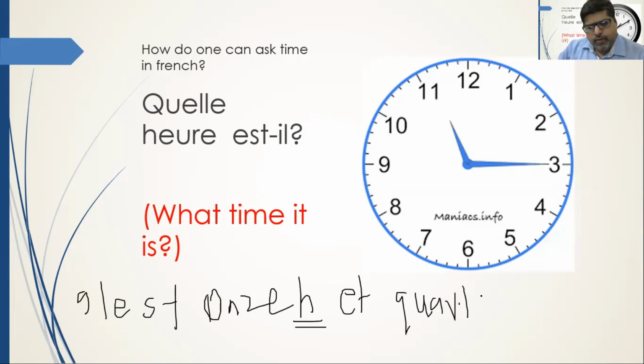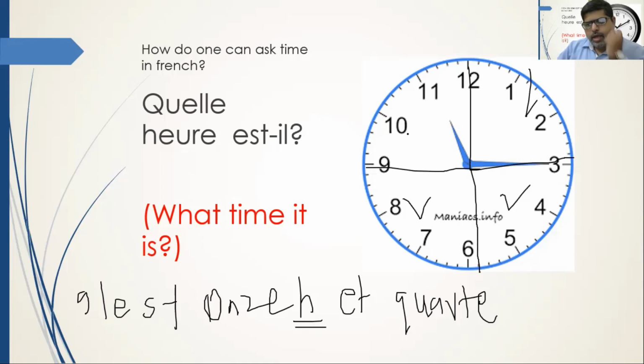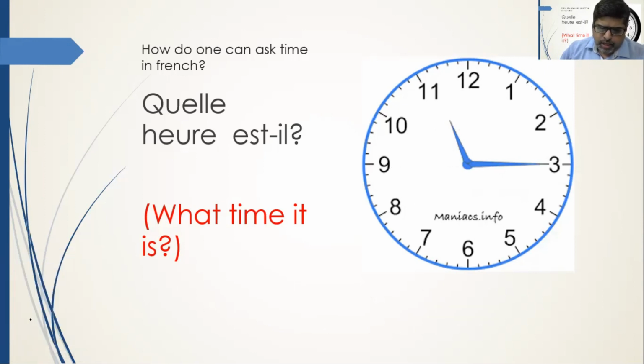Quart means a quarter, because the whole clock may be divided into 4 quarters: first quarter, second quarter, trois quarts, and quatre quarts. So this is the quarter. So il est onze heures et quart. It may also be expressed this way, but now I'm not going to write it again and again.